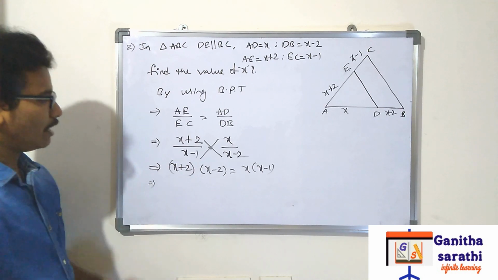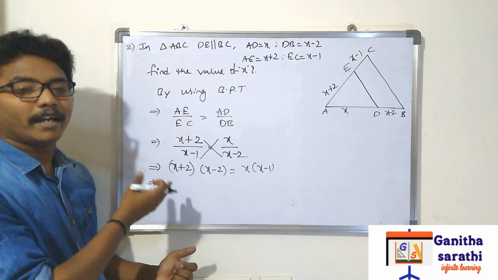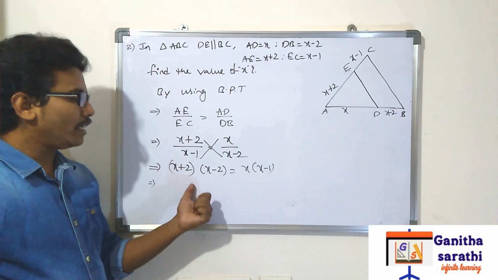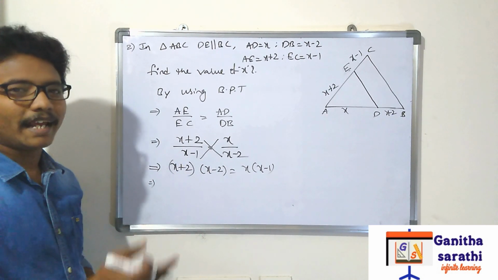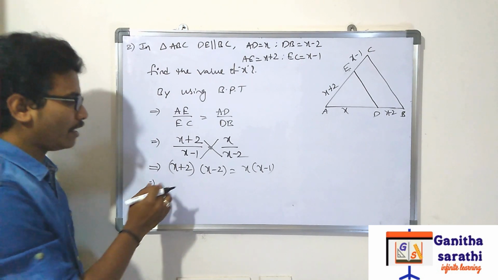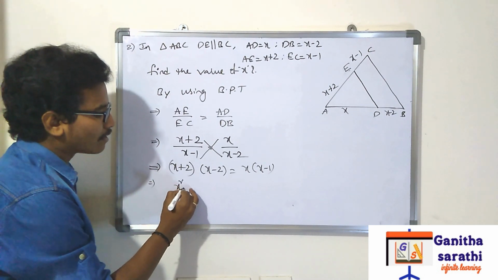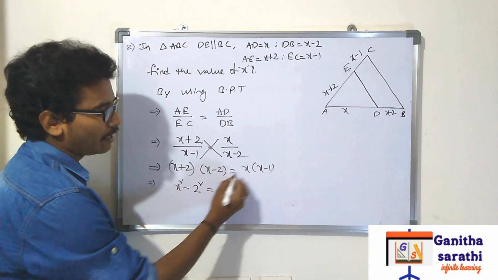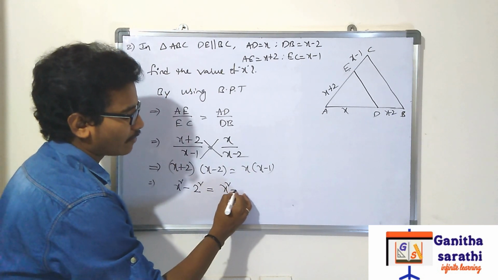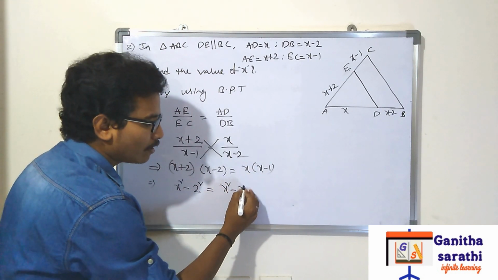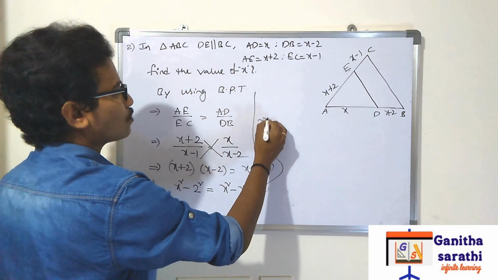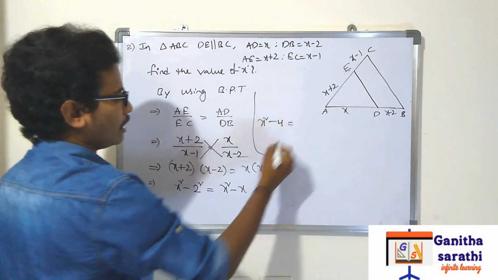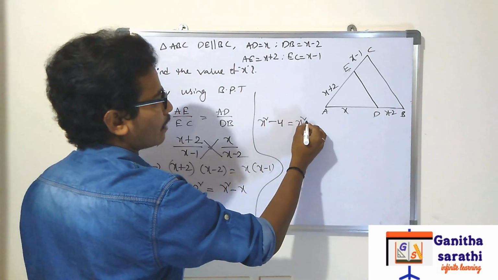Okay, so what is the formula we can use here? A plus b into a minus b will give you a square minus b square, right? So we can write here x square minus 2 square. Here x into x, x square, minus x into 1, x. Now x square minus 2 square means nothing but 4 is equal to x square minus x.